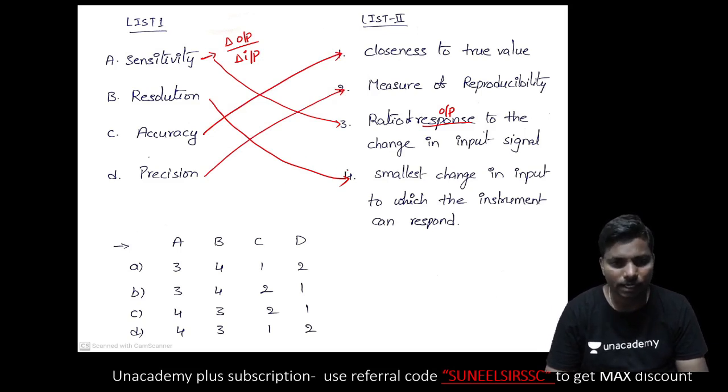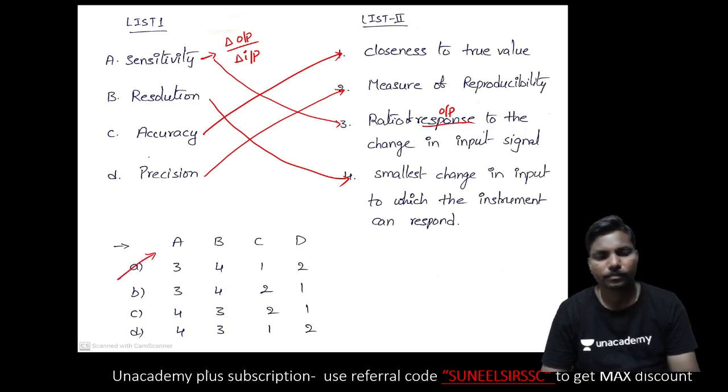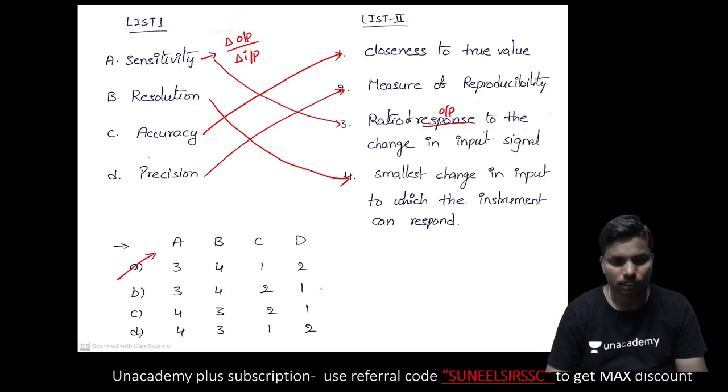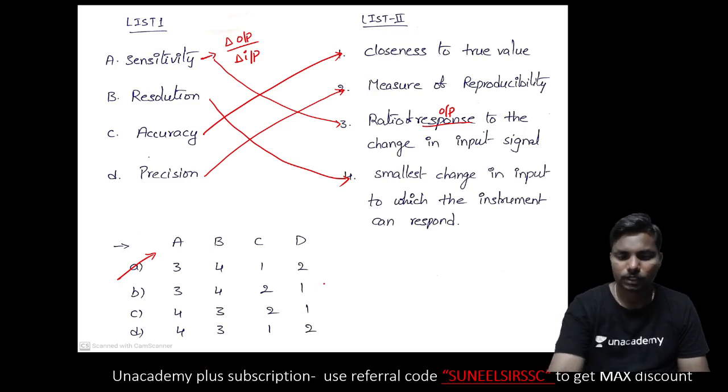Okay, so then A3, B4. A3, B4, we have two options. After that, C1. So the answer is option E. Okay, coming to the next question.